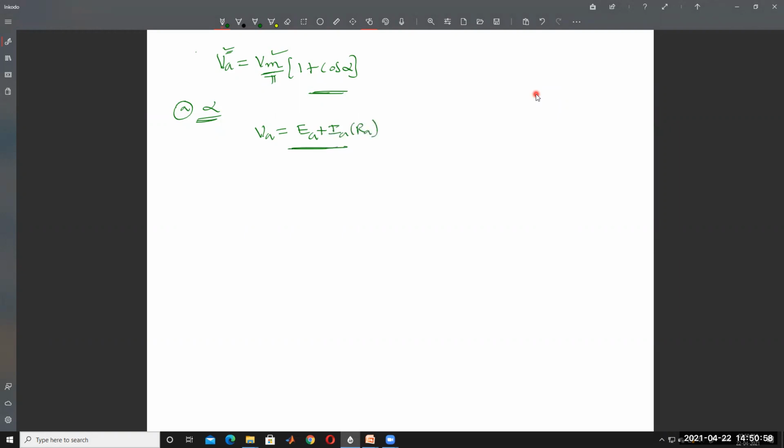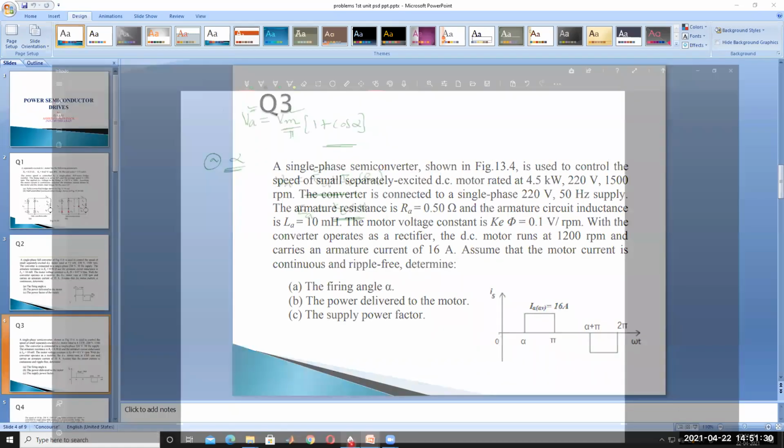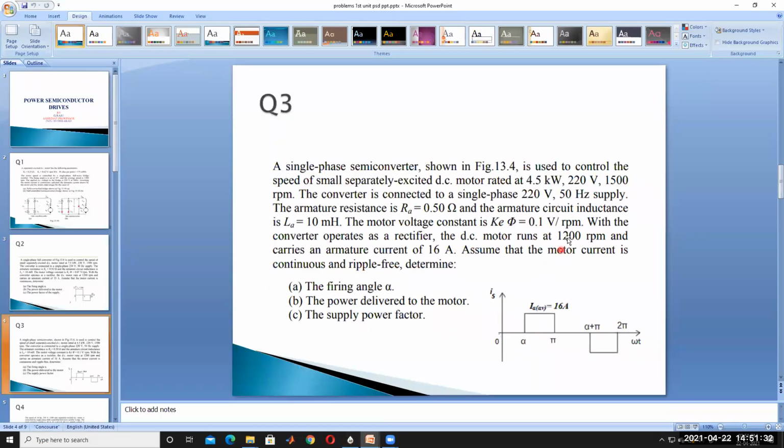Okay. So here again the unknown is EA. How to find EA? EA is equal to K into pi into N. By using this, the speed is known, and K into pi is also known. K into pi is given as 0.1 volts per RPM. Substitute it, and the speed is also given as 1200 RPM.